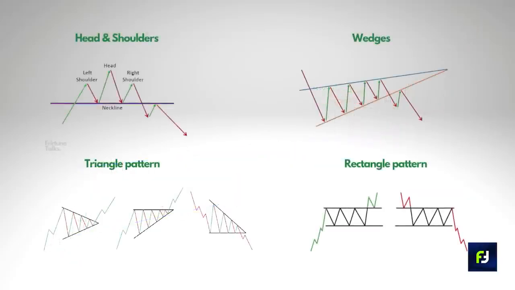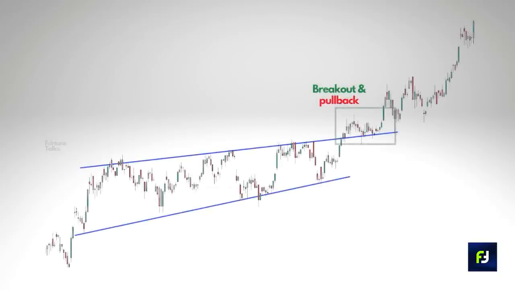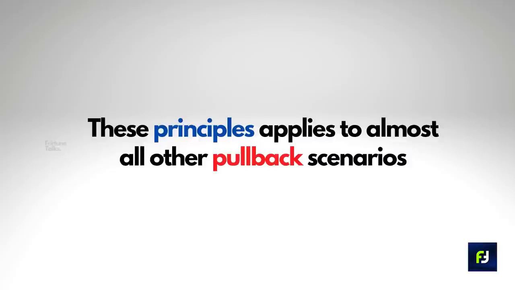Now, some of the most popular consolidation patterns include the head and shoulders, the wedges, triangles, rectangles, etc. So the question that naturally comes up is how to trade the pullbacks. Although there are many ways you can approach pullback trading, I will talk about two main concepts of pullback trading during a breakout. Now, these principles can be applied to all other pullback scenarios that we will discuss along.